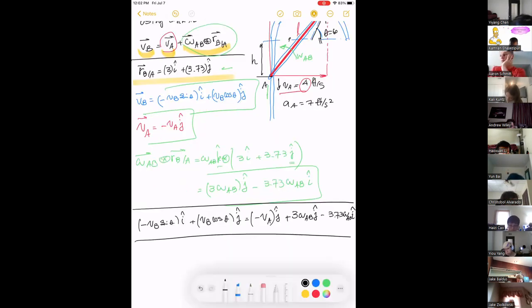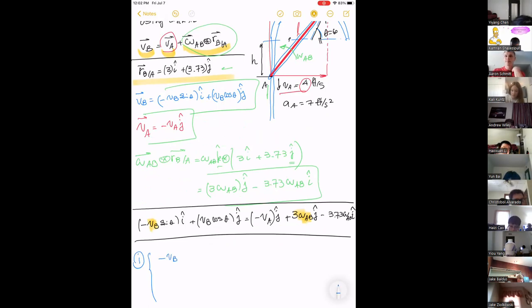Again, one equation with two unknowns. My two unknowns are VB and omega AB. What we do, we separate i and j components. In i direction, you're going to get minus VB sine theta is equal to minus 3.73 omega AB. In j direction, you're going to get VB cosine theta equals minus VA plus 3 omega AB. You guys solve this for omega AB and VB and give me the numbers. I think you can do it with maybe 1 minute, 2 minutes.